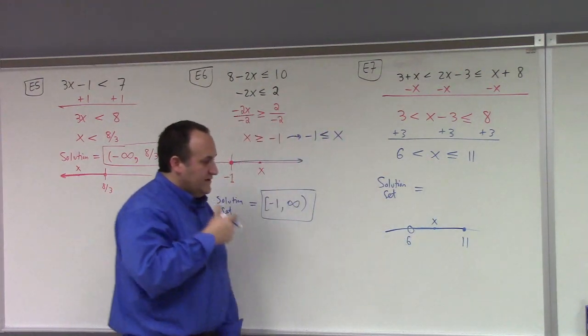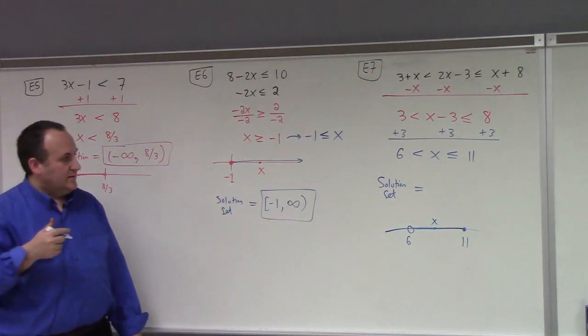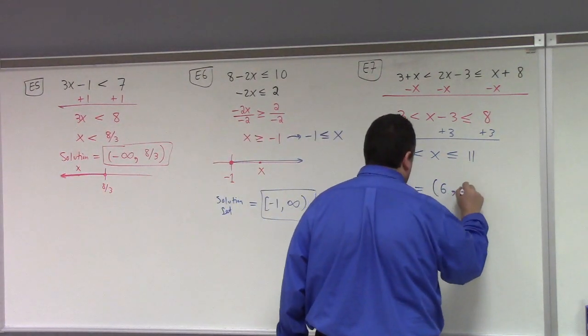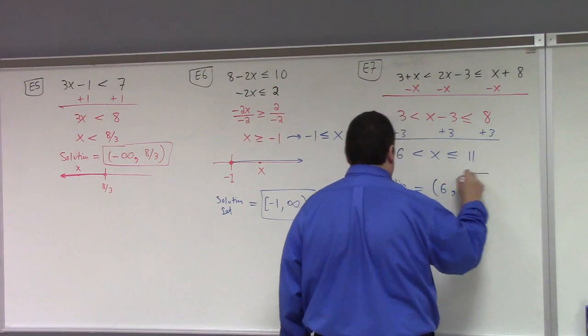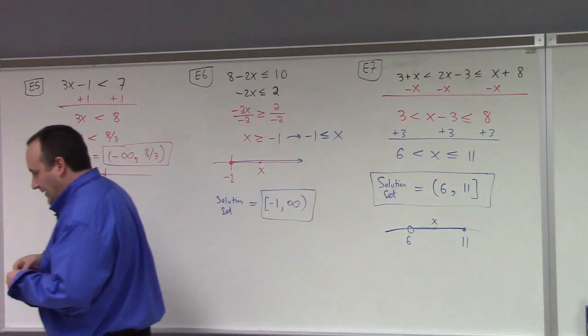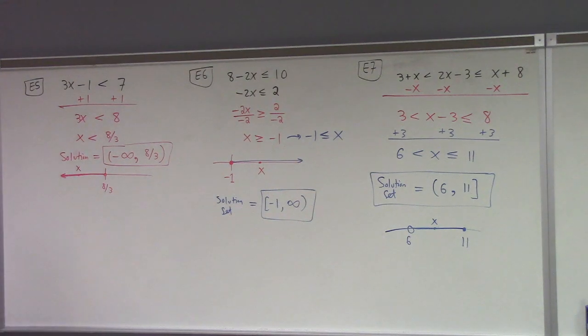In interval notation, what do we got? We've got, yeah, parentheses, 6, very good, comma, square bracket, 11, right? That's the solution set here in interval notation. Is that good?